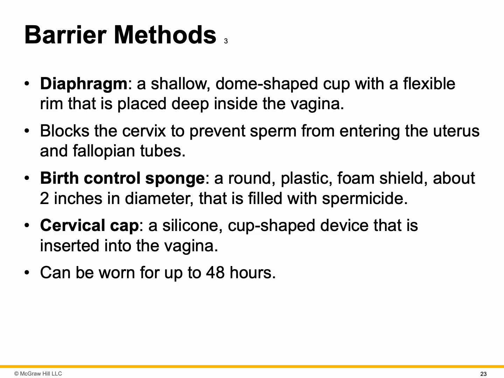Next is the birth control sponge, which is a round plastic foam shield about 2 inches in diameter that's filled with spermicide. The sponge should be left in place for at least 6 hours after sex. However, it should not be left in place for longer than 24 hours because it can increase the risk of toxic shock syndrome. So the real world effectiveness rates are relatively low compared to other barrier methods. Finally, the cervical cap is a silicone cup-shaped device that is inserted into the vagina. It's sort of shaped like a sailor's cap and comes in multiple sizes. The cervical cap should stay in place for 6 hours after the last intercourse.